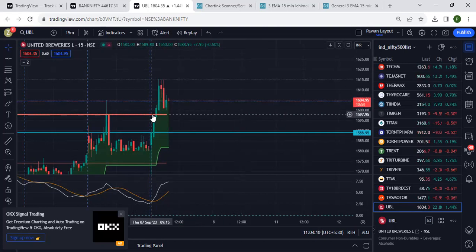Target already has been achieved, that is 1597 on the 8th, you can say. Now it is moving above and has surpassed and reached this level also. So one should wait for the retracement.